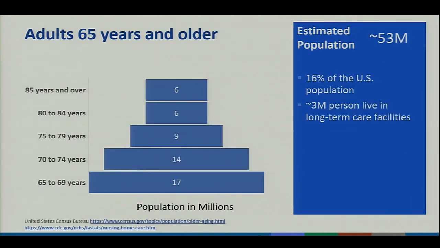And the final group I'll highlight is adults who are 65 years of age and older. As you can see, the population pyramid here is in the millions of persons, and the overall group is estimated at approximately 53 million by 2019 US Census estimates. This accounts for approximately 16% of the US population. Of note, approximately 3 million persons currently live in long-term care facilities. Next slide.